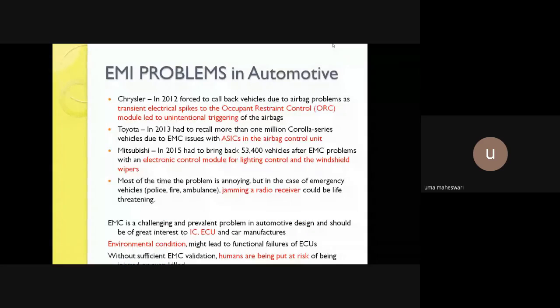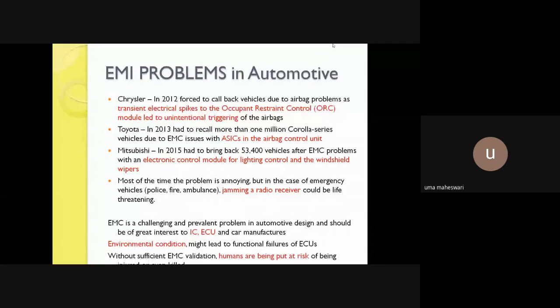On this slide we'll see some of the accidents that happened because of EMI problems in the automotive industry. In the year 2012, Chrysler recalled a particular series of vehicles because of an EMI failure, due to transient electrical spikes on the ORC module. What happened is that it unintentionally triggered the airbags. That is an accident, and because of that, the company suffered many losses.